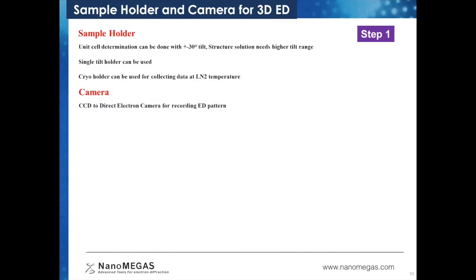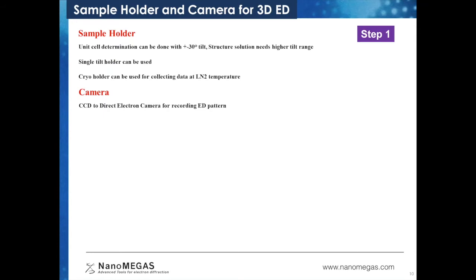Now, for the sample holder, one can use a single tilt holder. One can also use a cryo holder, especially if someone is working with beam sensitive materials. For unit cell determination, a smaller tilt range of plus or minus 30 degrees is good enough to obtain reliable results. But for structure solution, a much higher tilt range is required. The required tilt range usually depends on the symmetry of the crystal.